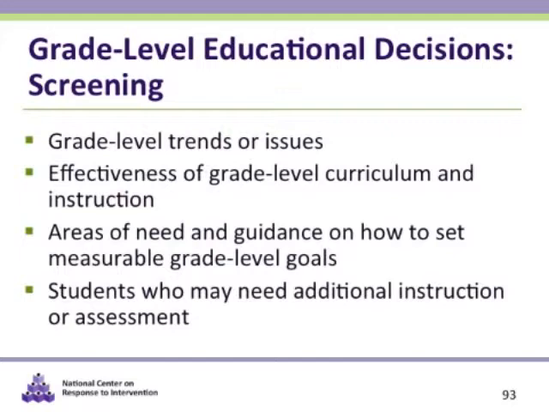When grade level teams look at their data, they're also looking for trends and issues. They're evaluating the effectiveness of their grade level curriculum and instruction, and they're also identifying areas of need and guidance on how to set measurable grade level goals as opposed to school level goals. This last part is what makes it unique from grade level to school level: it will allow them to identify students who need additional instruction and assessment.